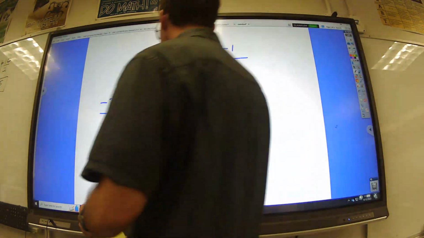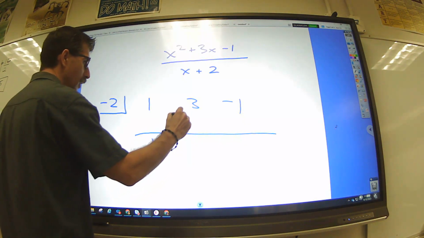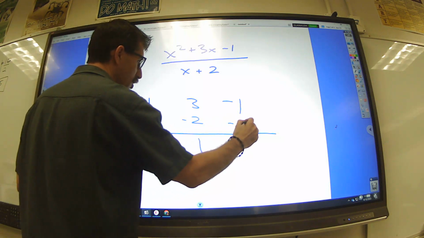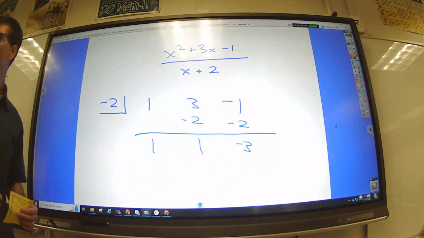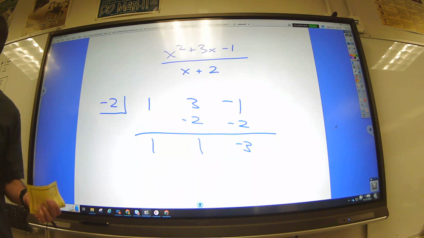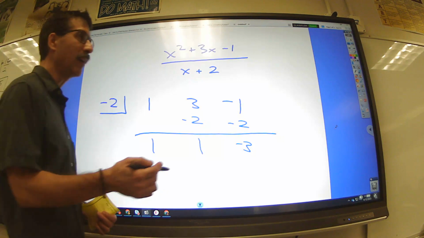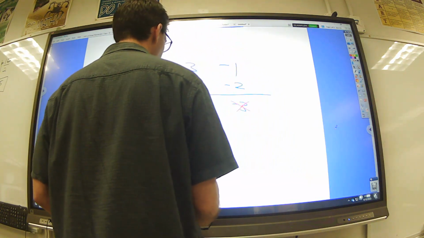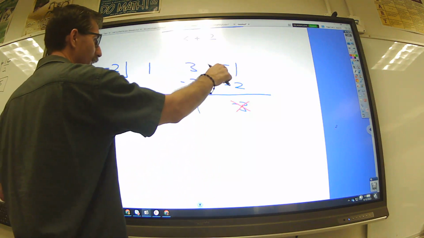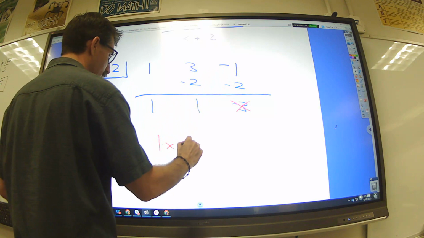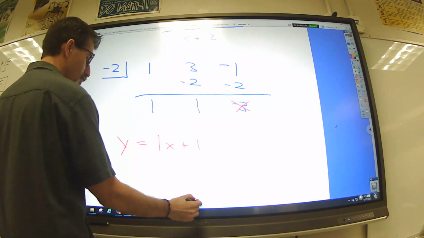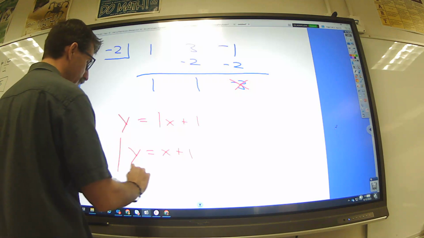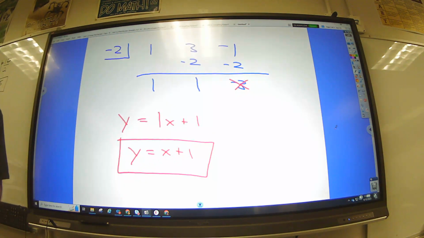All right, synthetic division. You guys know how to do this. 1, negative 2. 3 minus 2 is 1. Negative 2 times 2 is negative 2. Now look, I got a remainder here. Ignore the remainder, because it'll make our lives easier. This was x squared plus 3x minus 1, and this is now 1x plus 1. So y equals x plus 1. That is our slant asymptote.